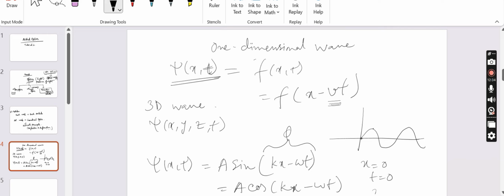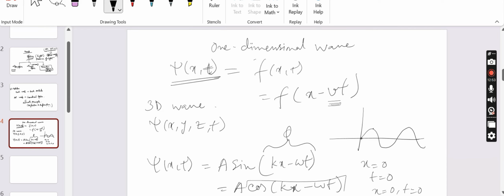While at x is equal to 0 and t is equal to 0, the cos function doesn't become 0, it became 1. So you need to be very careful about these things and understand that thoroughly, because whatever you understand, upon the basis of that understanding you are going to solve the questions.